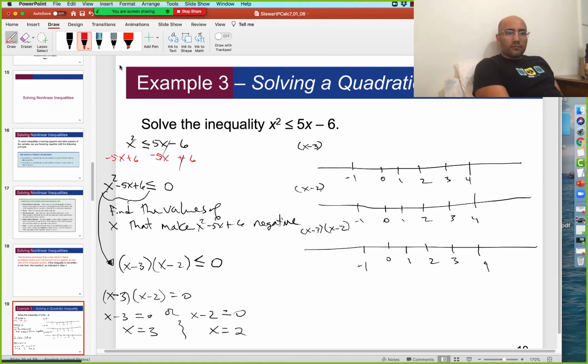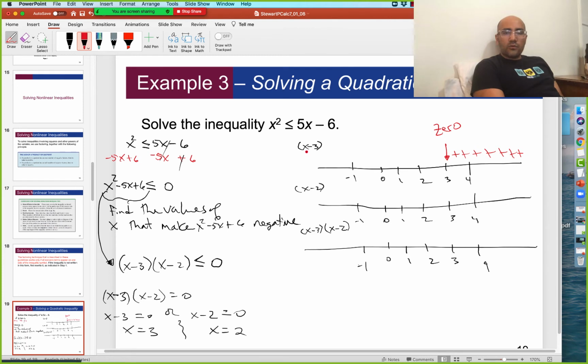Okay, so now for the first one, I want to find the 0. When I input a value of positive 3, this little multiplication becomes 0. And now, just focusing on this part, when I input a value bigger than 3, like a 4, a 5, or a 6, this little binomial here becomes positive. Right? You just simply test one value. 4 minus 3 is positive. So they're positive numbers in this direction.